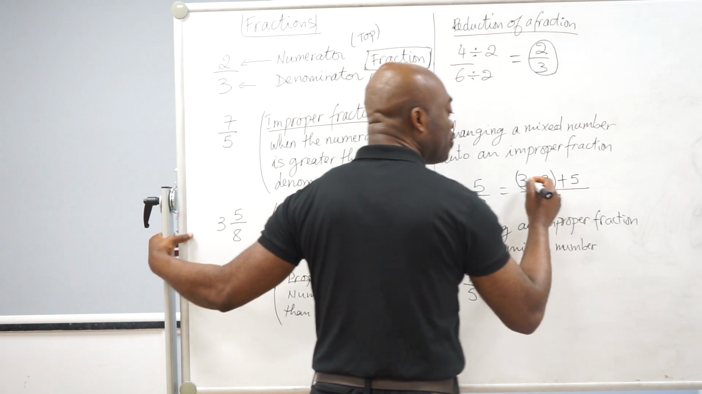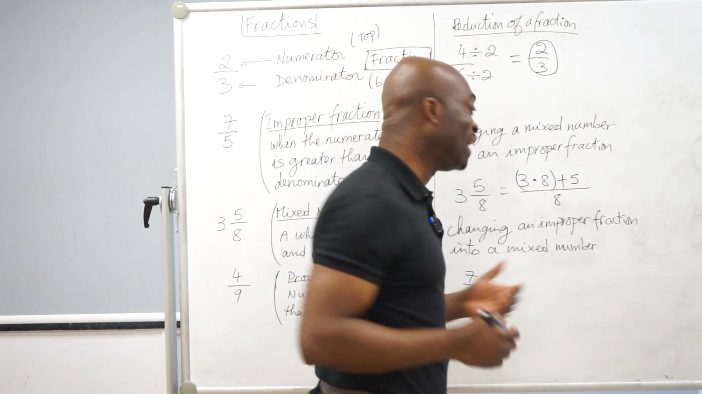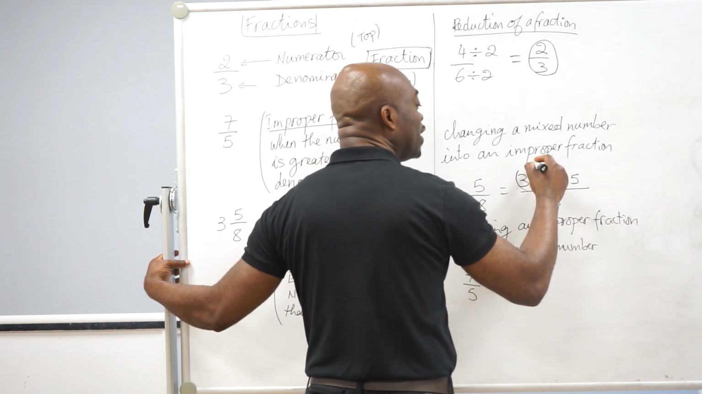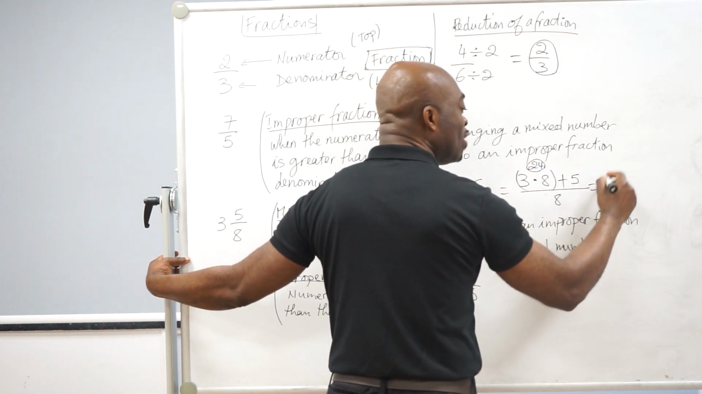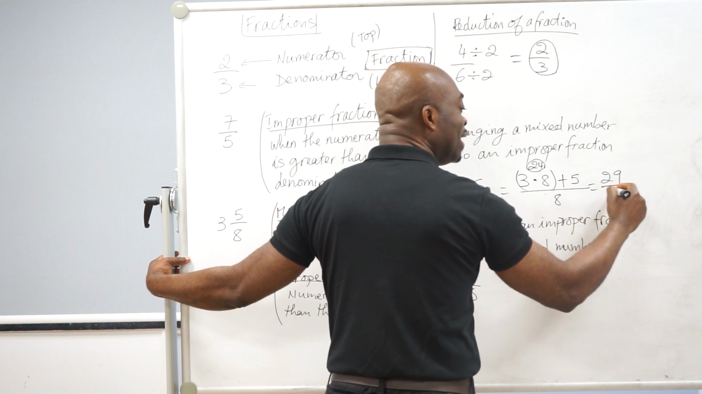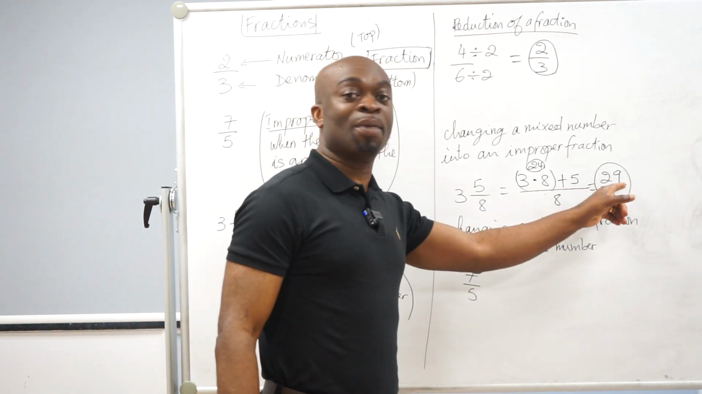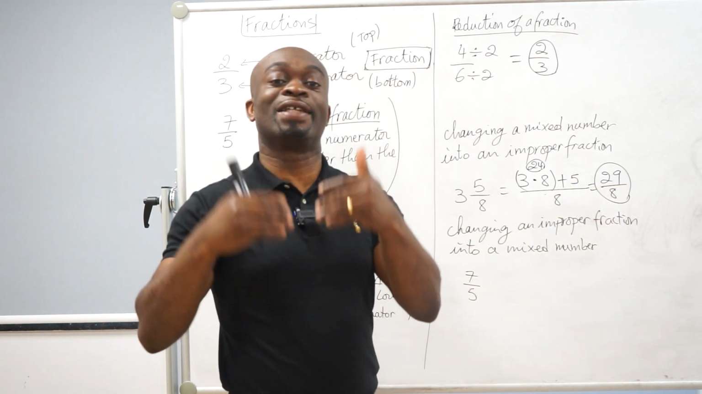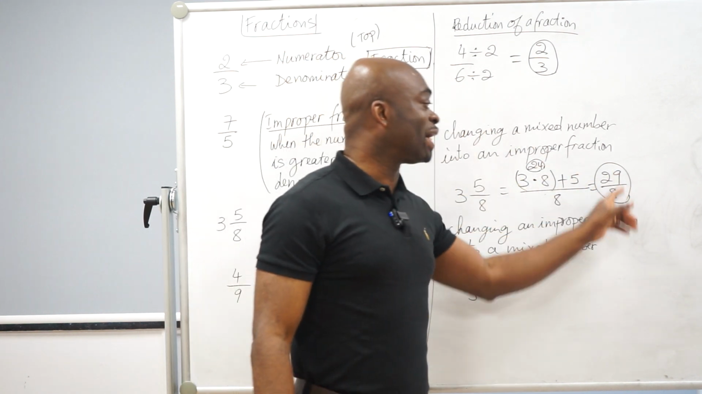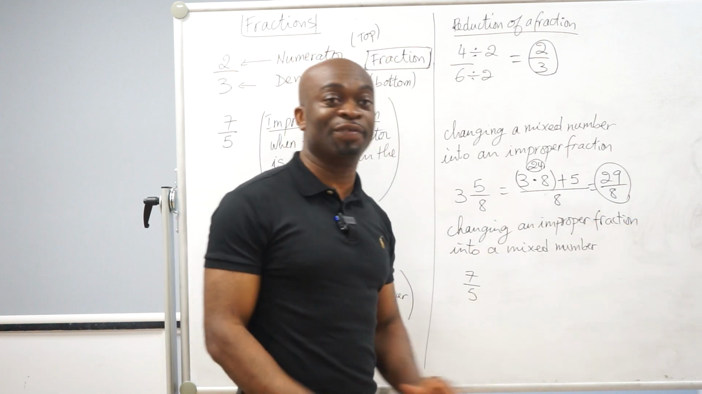So you end up with what? 3 times 8 is 24, and 24 plus 5 is 29. So you have 29 over 8. And this one is an improper fraction because, again, the top number is higher than the bottom number. Now, if you can still reduce it by finding a number that can divide these two evenly, yes, you can go ahead and do it. If not, you can leave it like that.